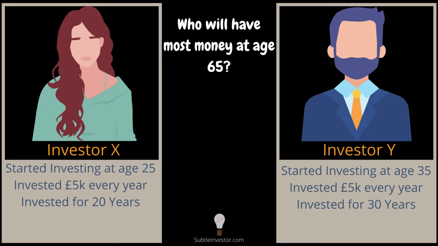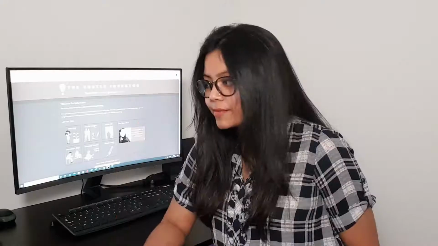So here's an example of two investors, Investor X and Investor Y. Investor X started investing at the age of 25 and invested 5K every year for 20 years. Investor Y started to invest at the age of 35 and also invested 5K every year, but for 30 years. Both investors want to be able to withdraw their investments for retirement from the age of 65. Assume an average rate of growth in investment of 5% per year. I want you to guess who will have the most money by the age of 65. The result may shock you.